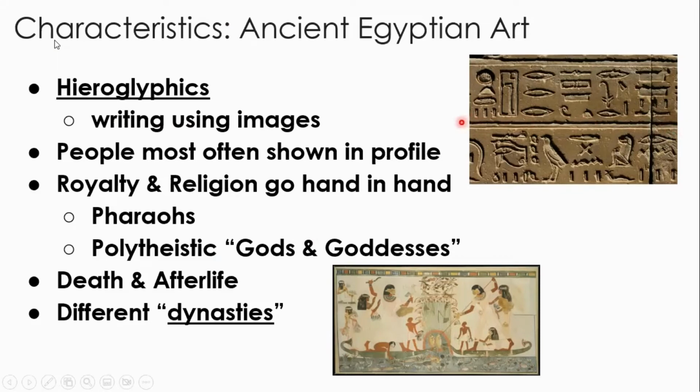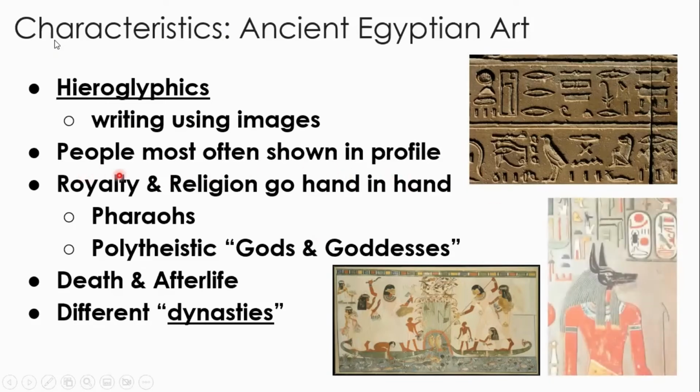Another thing is people are most often shown in profile, with their bodies straight on and their heads sideways. Royalty and religion went hand in hand. The royalty were also the gods and goddesses in their religion. They were very big on death and the afterlife.